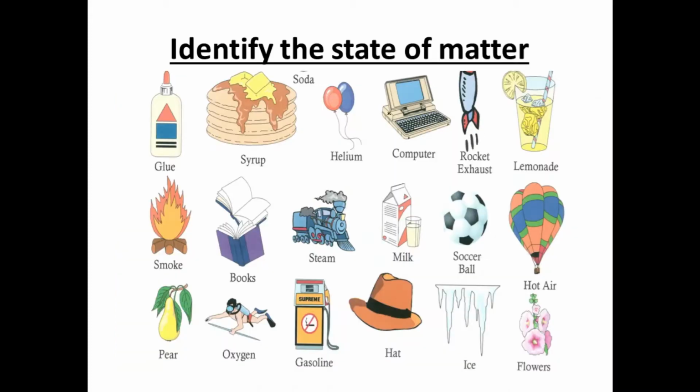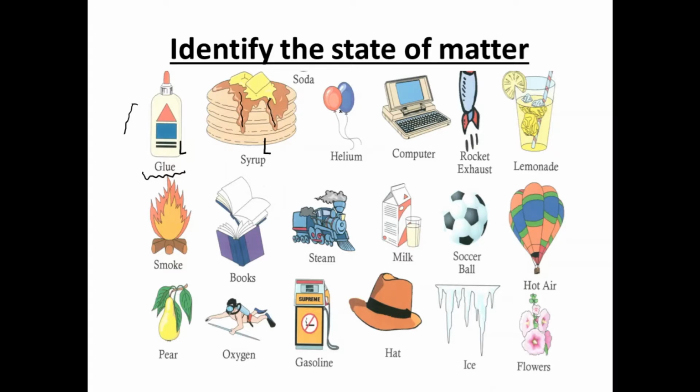Now, let's catch up with more examples. Every day we use up the glue. The glue can come out and start flowing. So, can you tell me which state is it? Yes, it's liquid state. I'm writing L for liquid, S for solid, and G for gas. Now, the syrup, the chocolate syrup, is it solid, liquid, or gas? Absolutely correct. Liquid because it can flow.